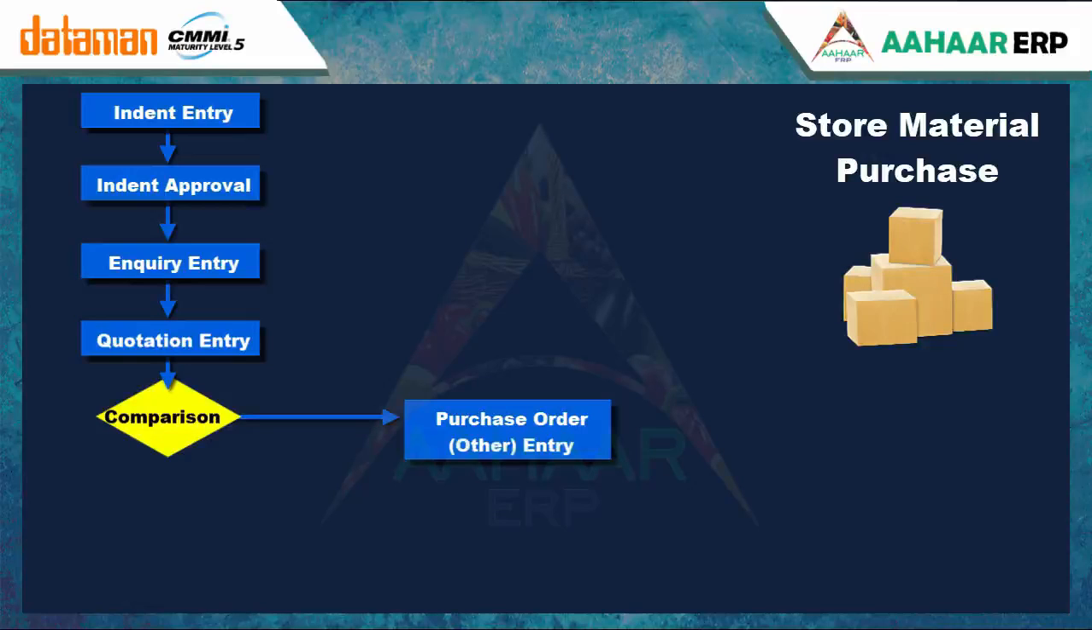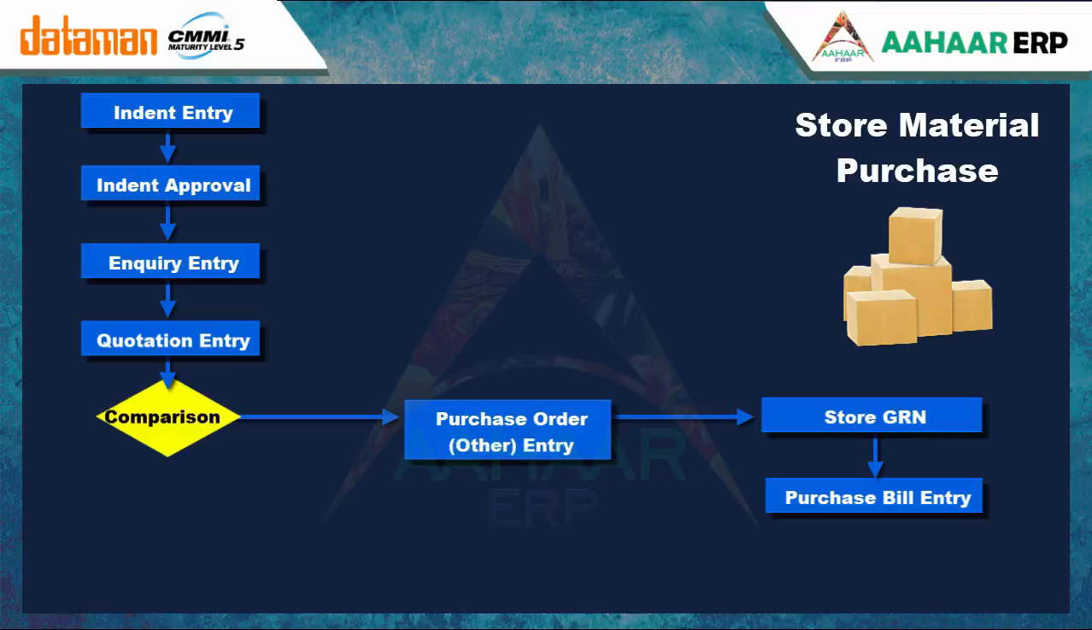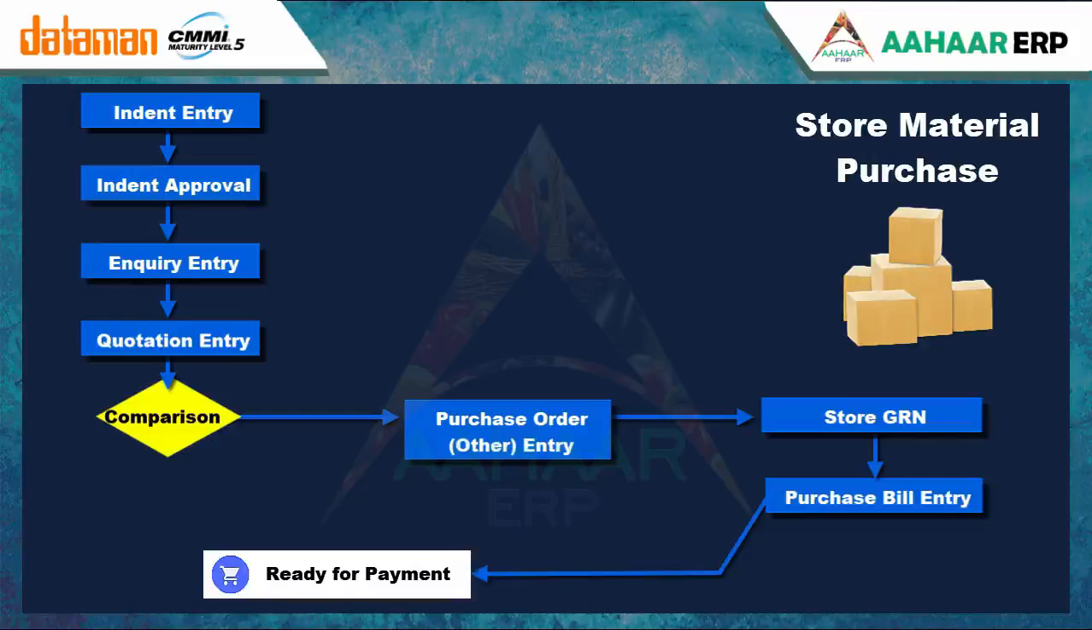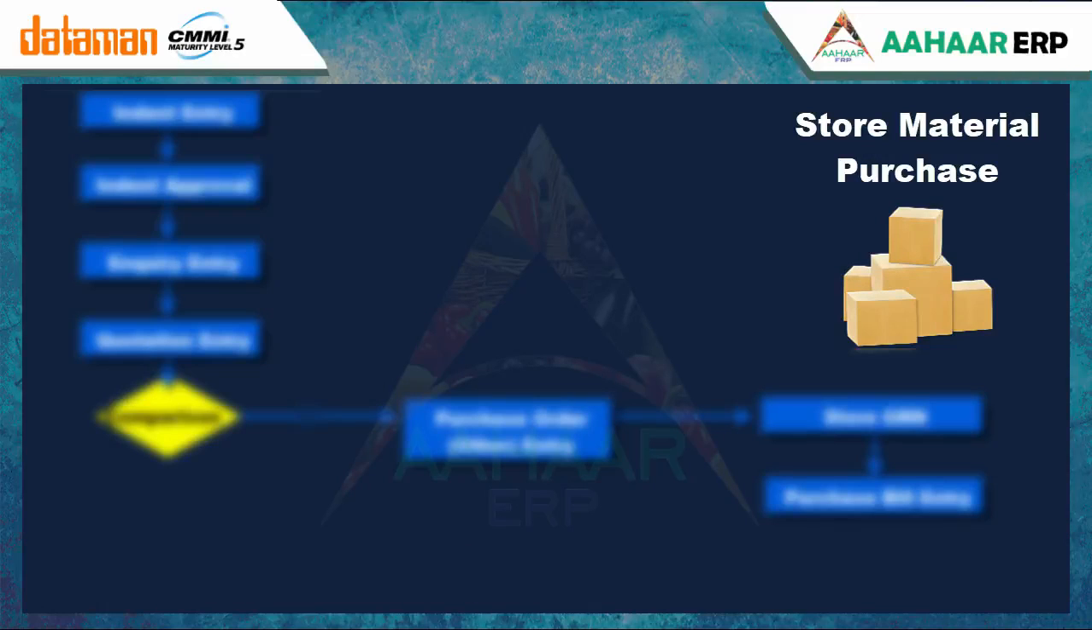After that we do purchase order other entry. Then GRN entry and purchase bill entry. Store material is ready for payment. If you want to prepare a bill directly, without any reference of purchase order in GRN, you can do this using purchase bill entry direct.